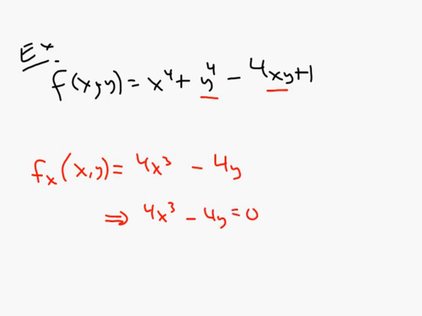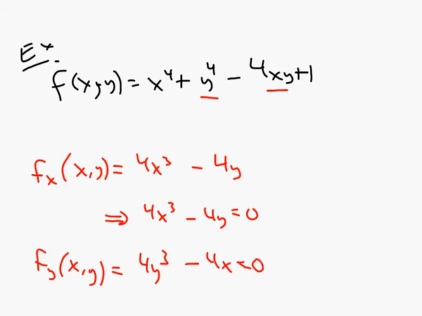Let's go get a partial derivative with respect to y now. Okay, some nice symmetry here, right? So you have 4y cubed, and then now negative 4x is acting like the coefficient on y. So it's minus 4x equals 0.